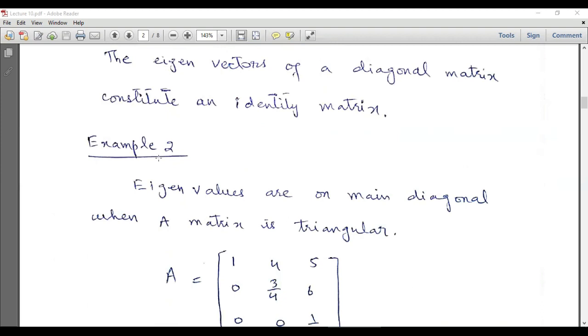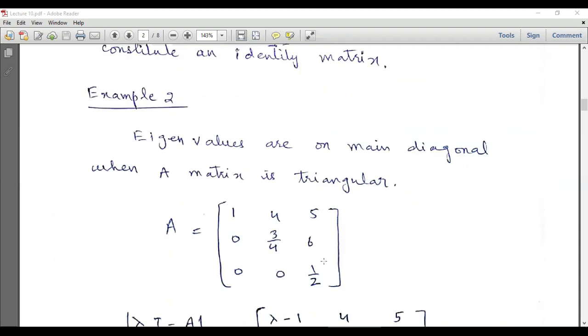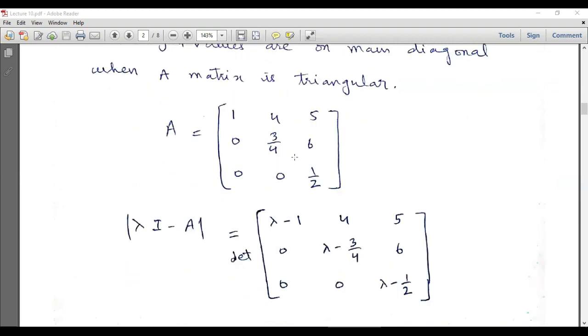So let's solve another example, and in this example, we have an upper triangular matrix. For an upper triangular matrix, the eigenvalues are on the main diagonal. When a matrix is triangular, the eigenvalues are the values at the main diagonal.